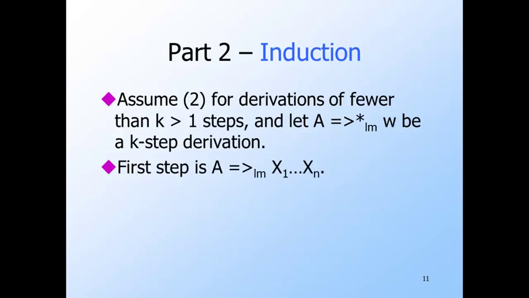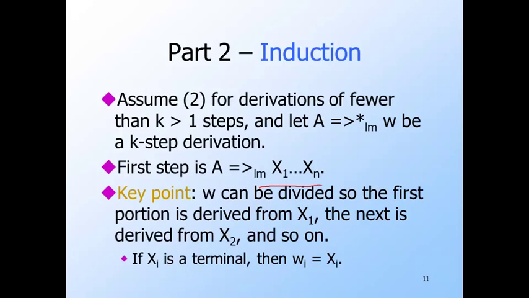The first step of this derivation uses a production with head A and body x1 through xn for some n. Thus, the second sentential form in this derivation of w is x1 through xn. That's that. Remember the important property of derivations, that production bodies replace production heads at the position where the head is. Thus, we can divide w into the concatenation of n strings, w1 through wn, in that order, where for all i, wi either is xi if xi is a terminal, or xi derives wi by a leftmost derivation of fewer than k steps.